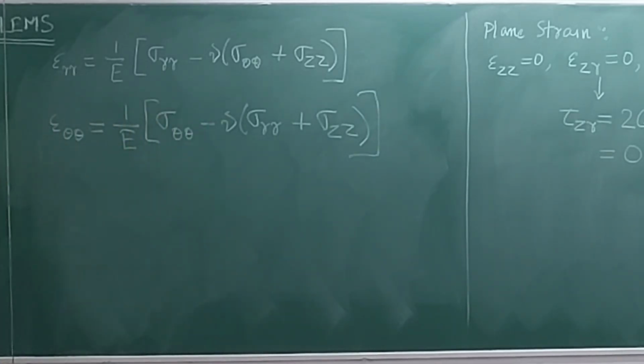Can we do any simplification with this equation itself, or maybe in conjunction with the previous equation? Not yet, because we still don't have the presence of the epsilon zz. Next, epsilon zz.